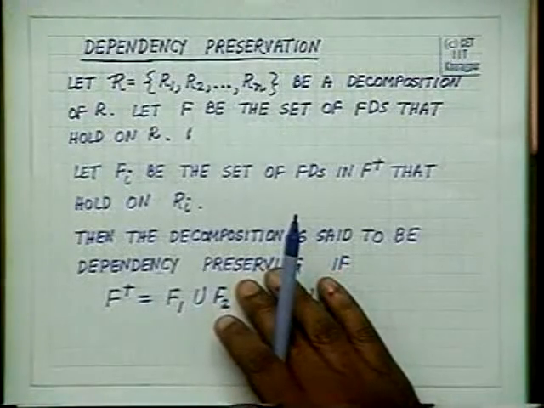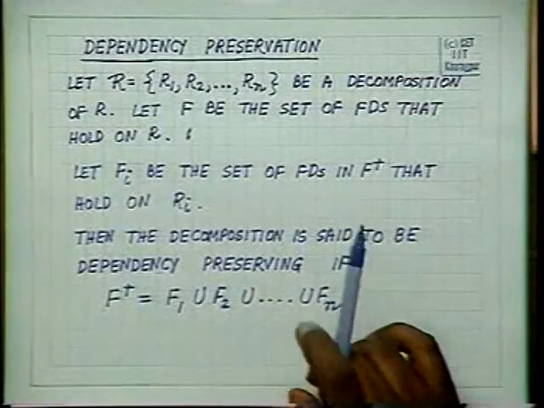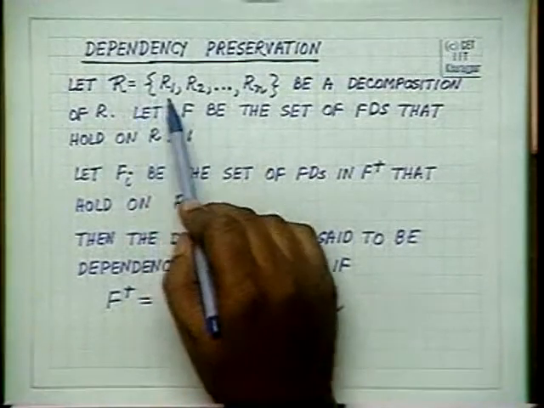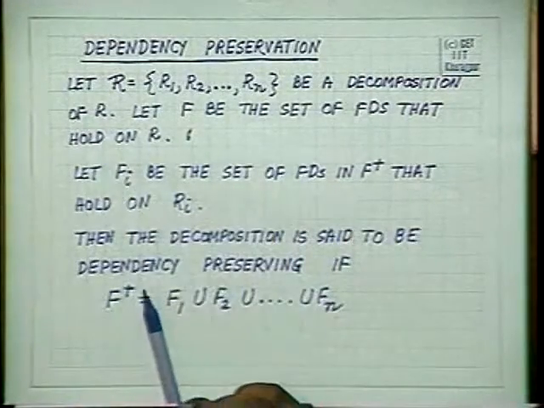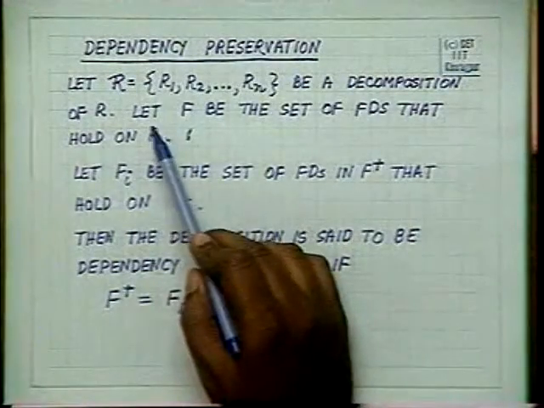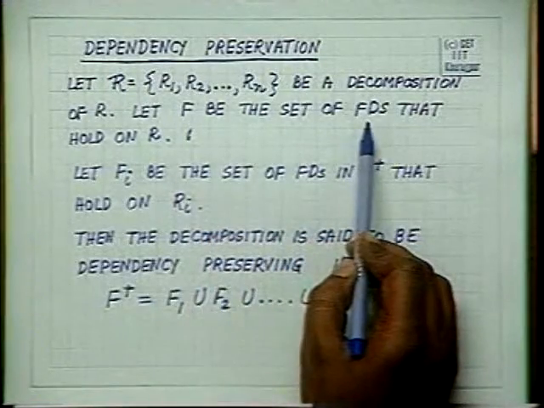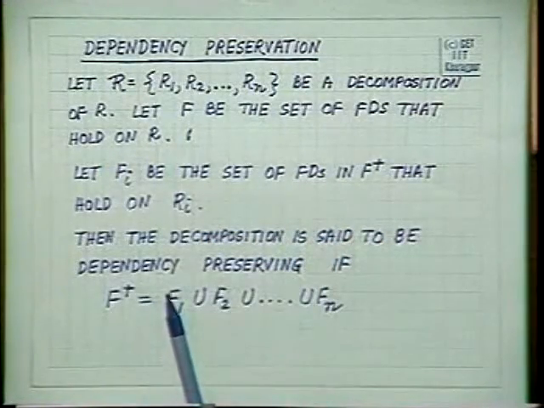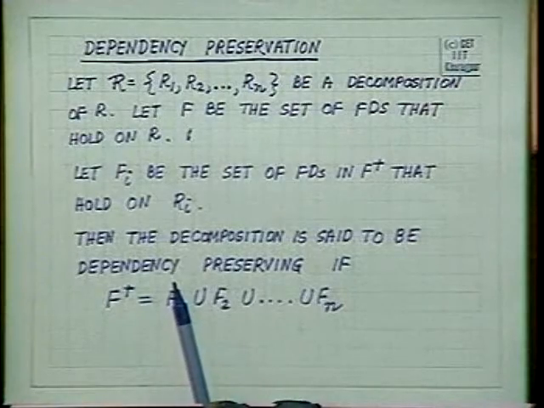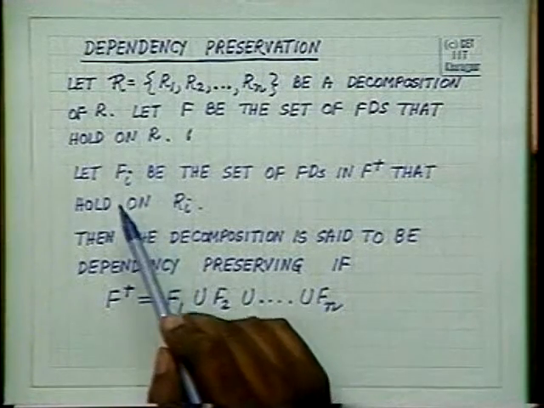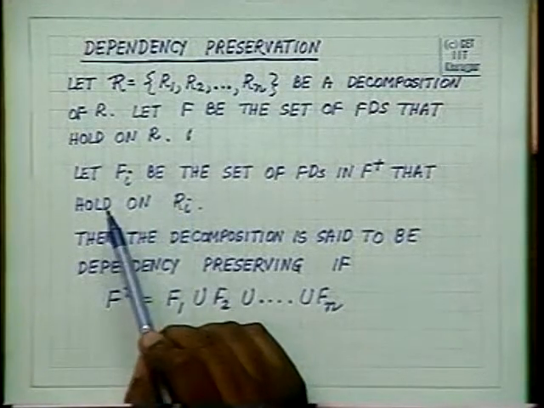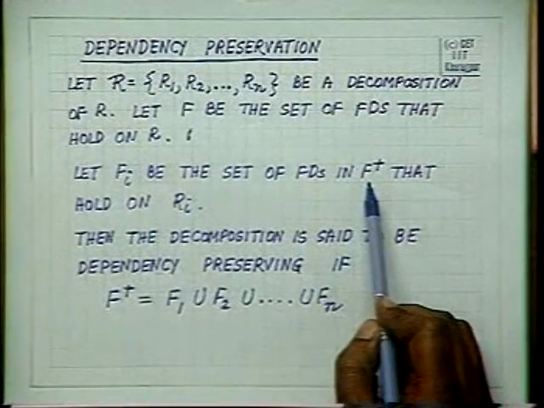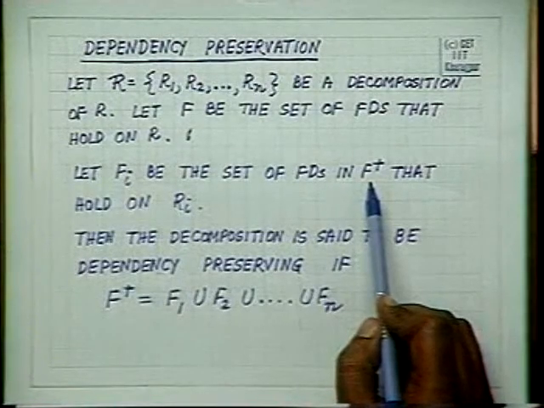The next is the definition of dependency preservation. Let R = {R1, R2, ..., Rn} be a decomposition of R. Let F be the set of functional dependencies that hold on R. What is F plus? F plus is the closure of F. That is, the closure is the set of all functional dependencies which are logically derivable from F.